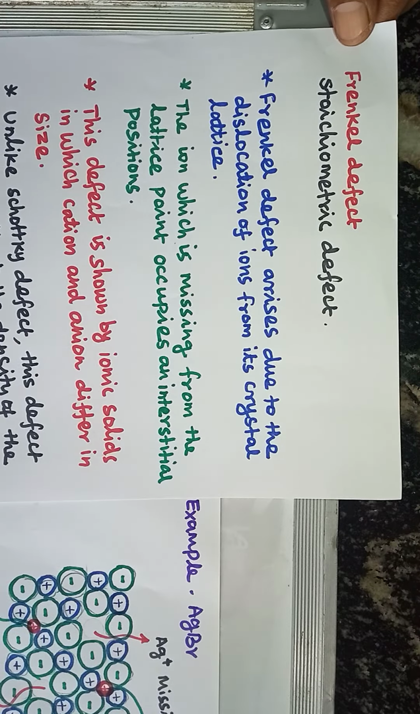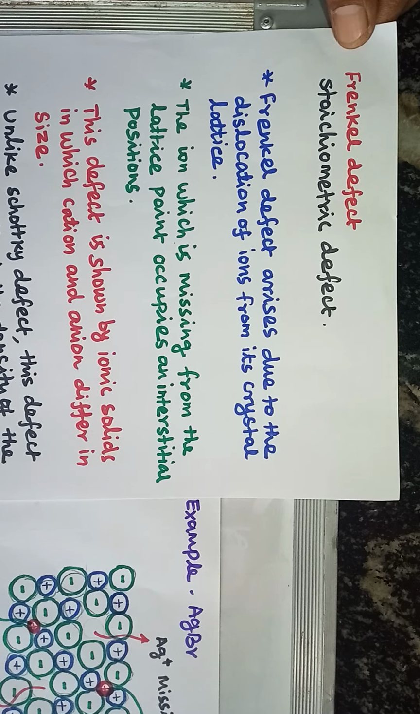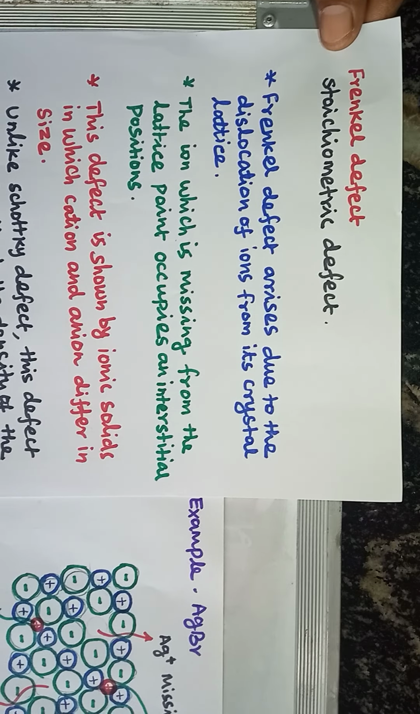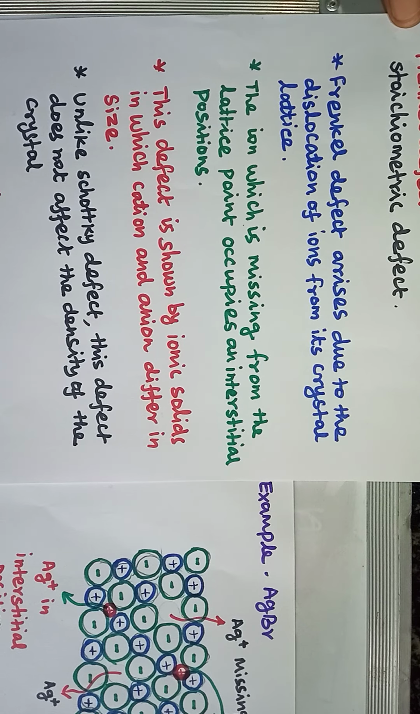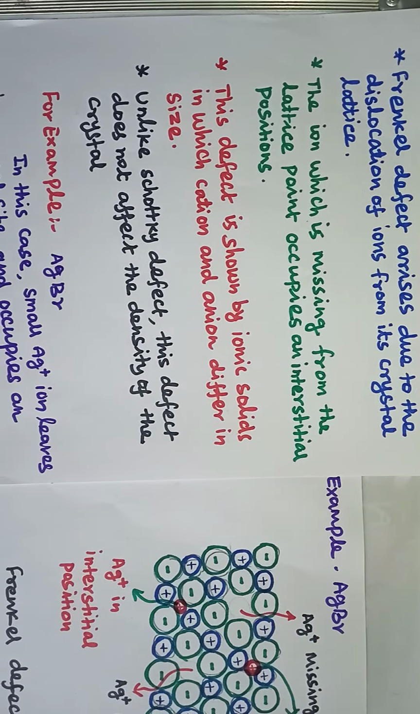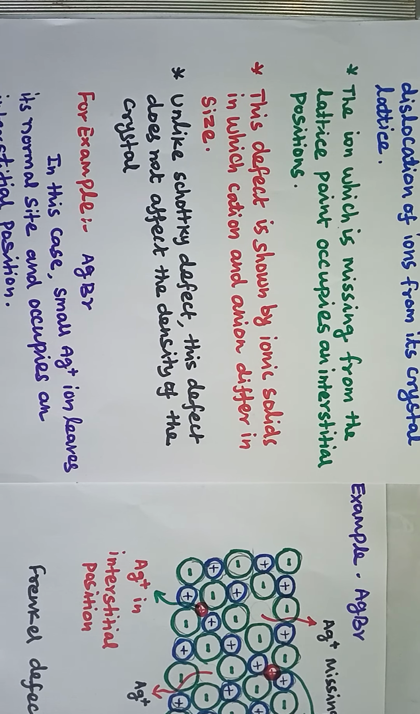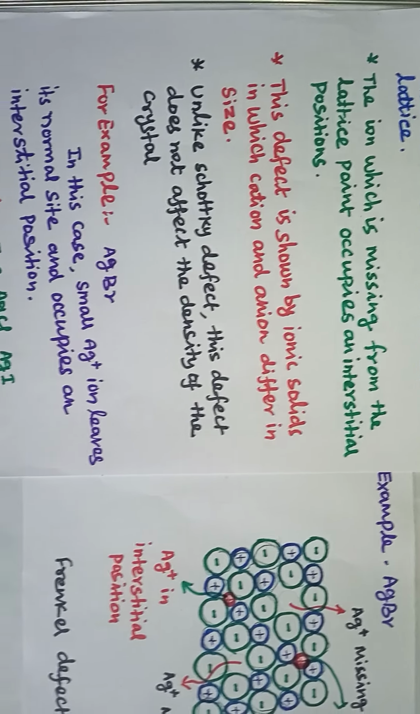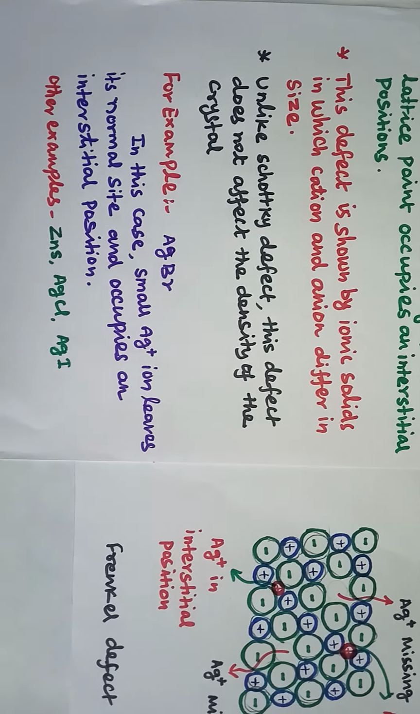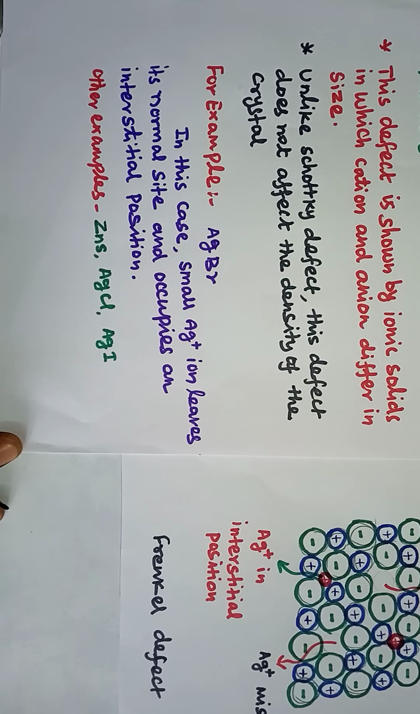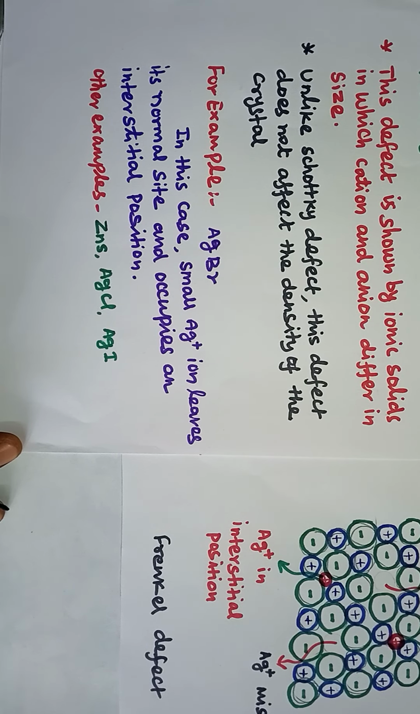So the Frenkel defect arises due to the dislocation of ions from its crystal lattice. The ion which is missing from the lattice point occupies an interstitial position. This defect is shown by ionic solids in which the cation and anion differ in size. Unlike the Schottky defect, the Frenkel defect does not affect the density of the crystal. For example, silver bromide.